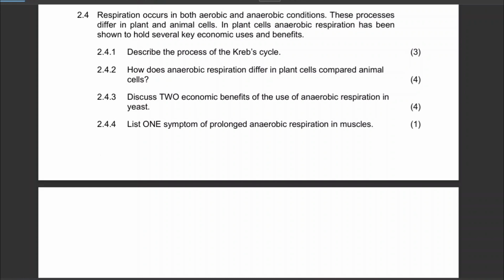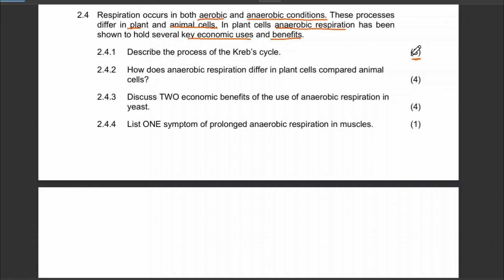In this video, guys, we are answering this very short but important cellular respiration question from a previous national life sciences question paper. Respiration occurs in both aerobic and anaerobic conditions. One is in the presence of oxygen and the other in the absence of oxygen. These processes differ in plant and animal cells. In plant cells, anaerobic respiration has been shown to hold several key economic uses and benefits. Describe the process of the Krebs cycle for 3 marks.